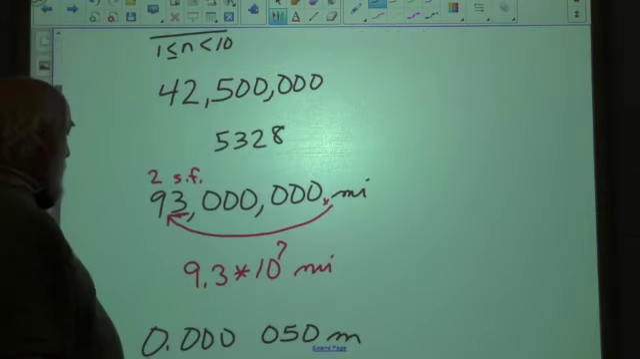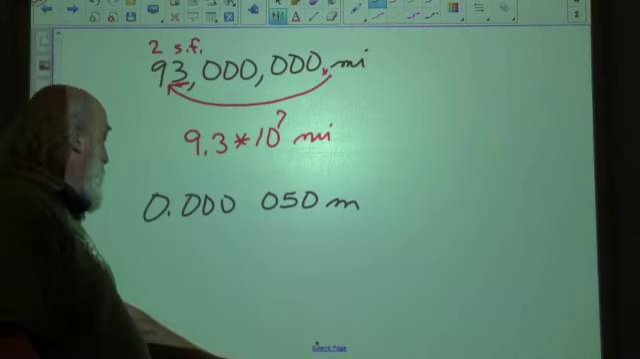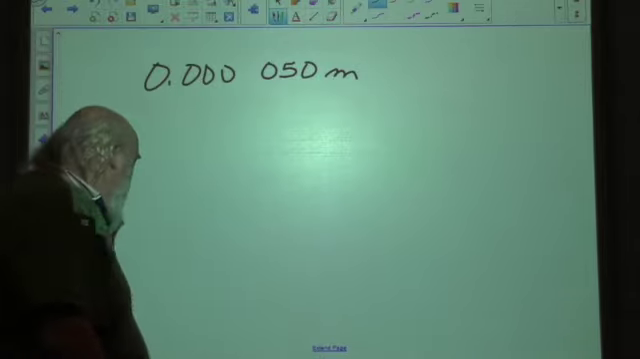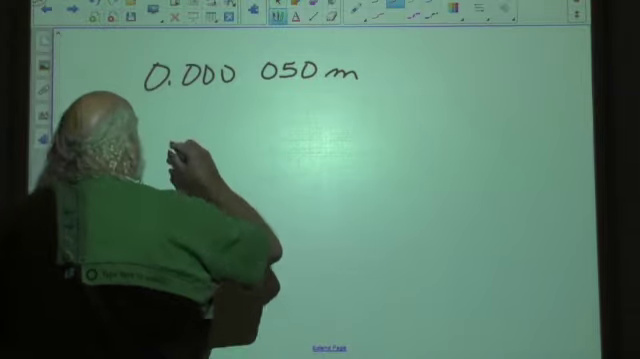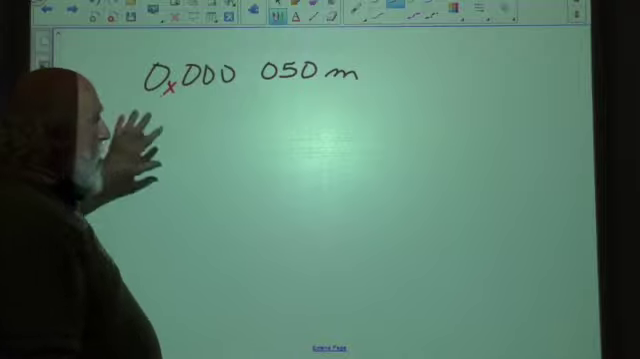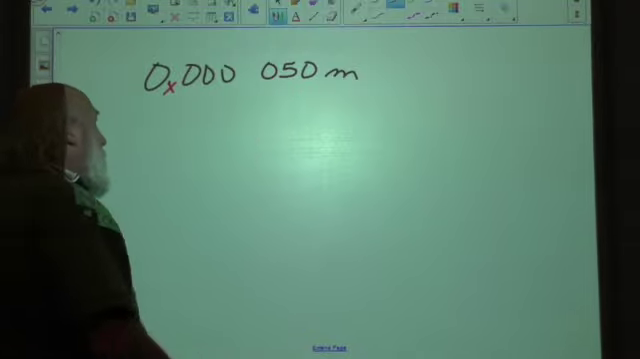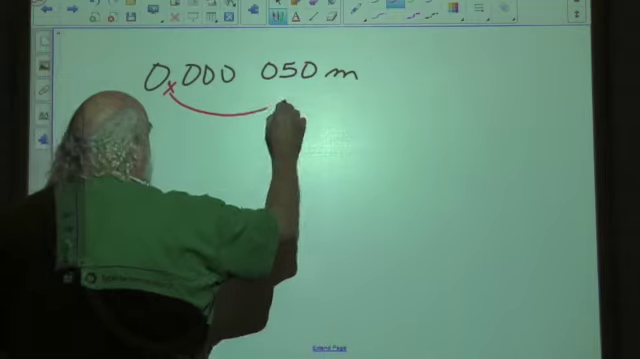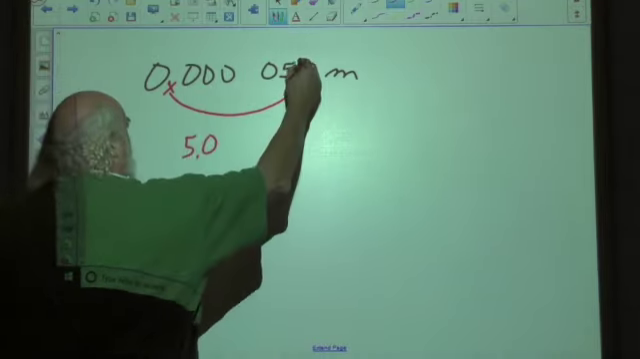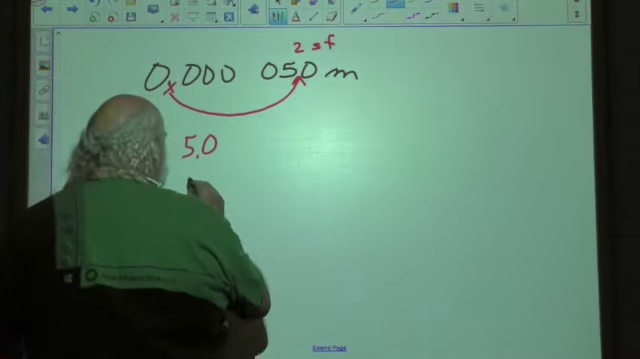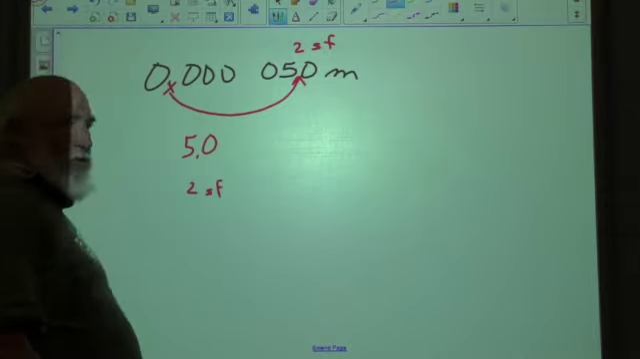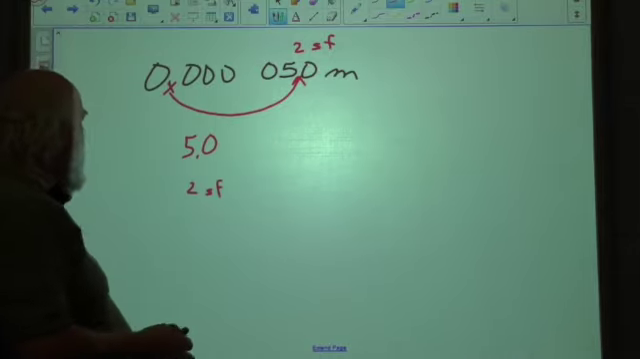Okay, so we do the same thing we did with the 93 million. We take the decimal point right here, and we move it. Now instead of going to the left, we're going to move it to the right, so that we end up with a number between 1 and 10. So if I move it right there, that gives me 5.0. And this has two significant figures, and this has two significant figures, because these are both zeros at the end of a decimal, which means we have rounded off to those places.